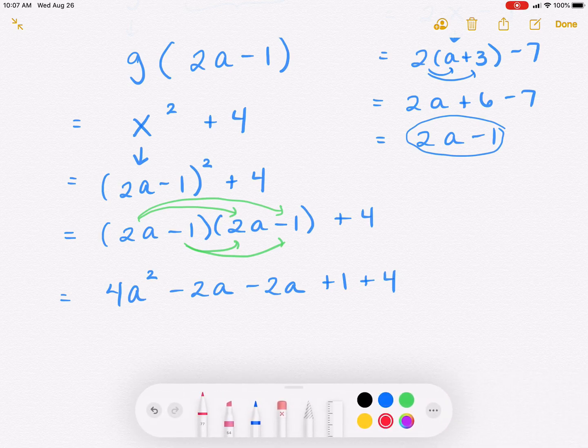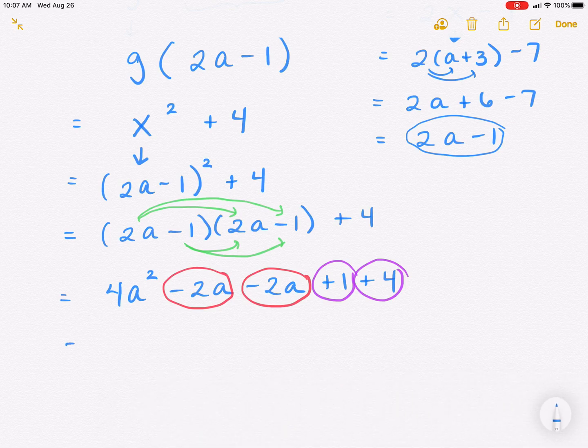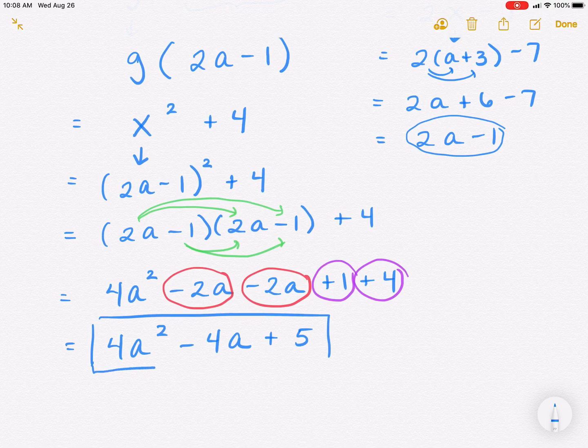So what like terms do we see? I see a negative 2a and a negative 2a. I see a plus 1 and a plus 4. So let's simplify. 4a squared minus 4a, and then 1 plus 4 is going to give me 5. Okay, so that's getting a little fancy there, but we can do a little bit of composition where we plug something into our first function and take that and plug it into our second function.